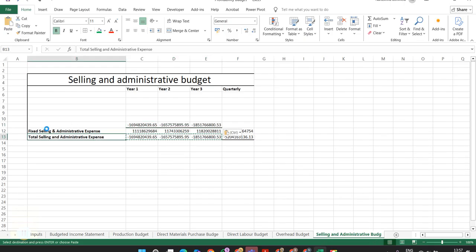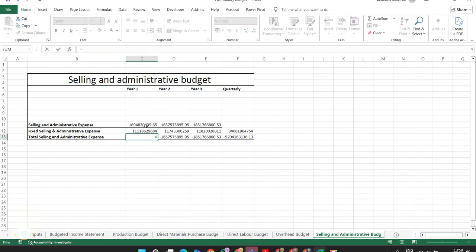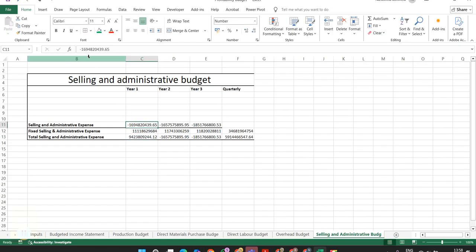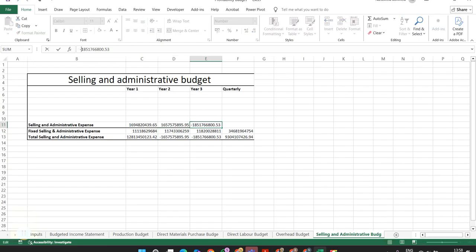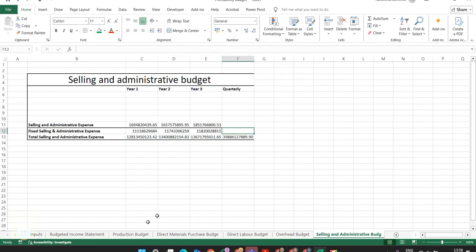I will call it selling and administrative expenses and fixed selling and administrative expenses. We need to add up these two things, this plus this, and this should be positive, not negative. And this should be positive, not negative. And this should be positive, not negative. Now we add up all three things and we get a total administrative and selling expense.